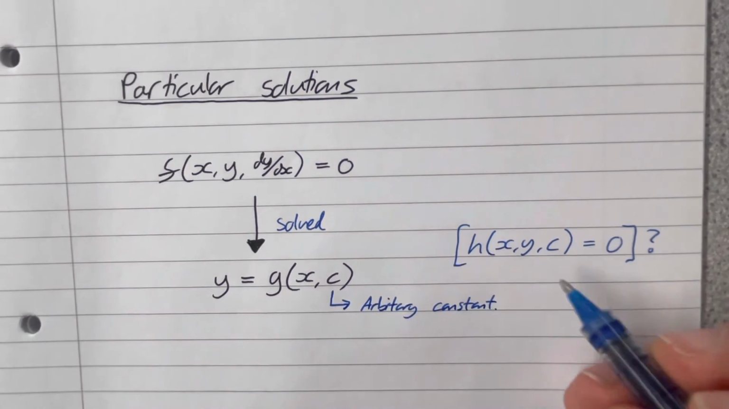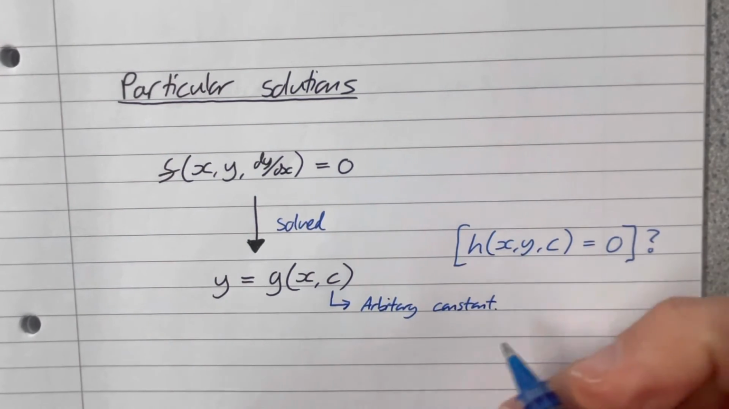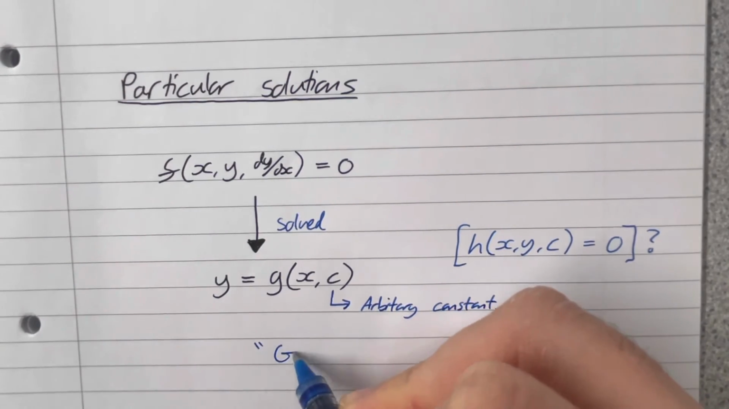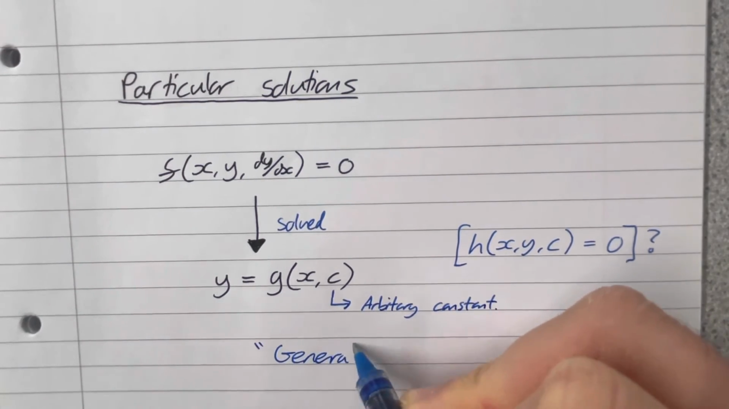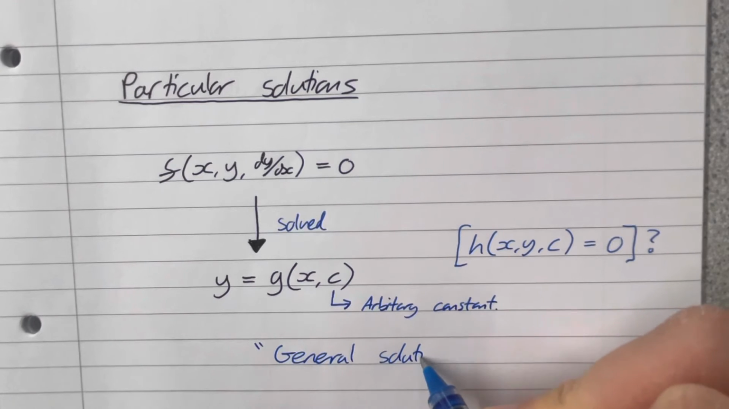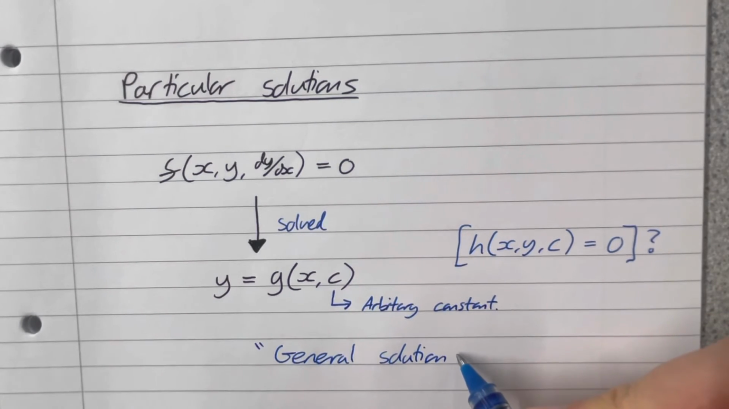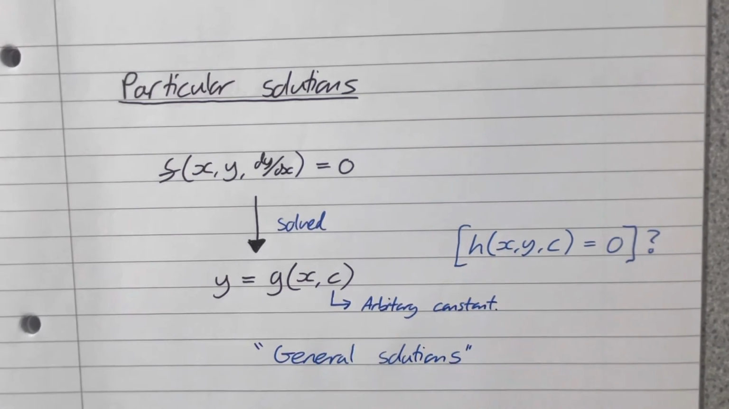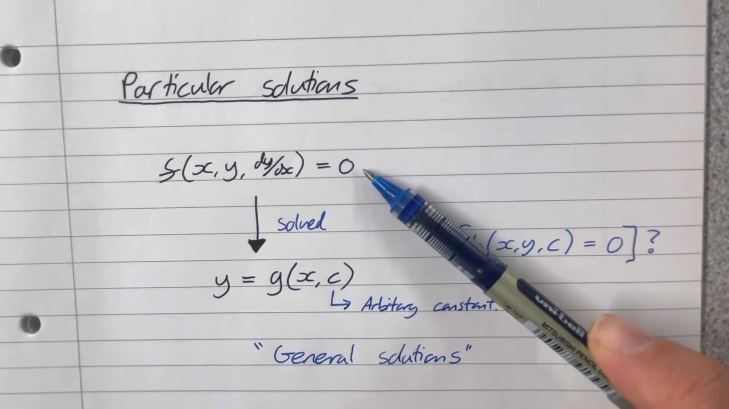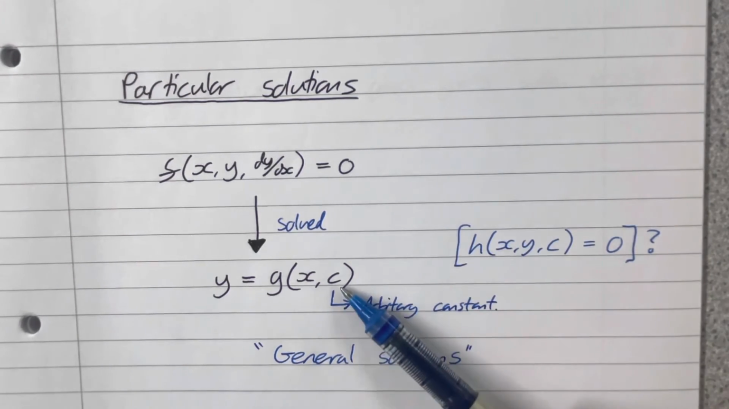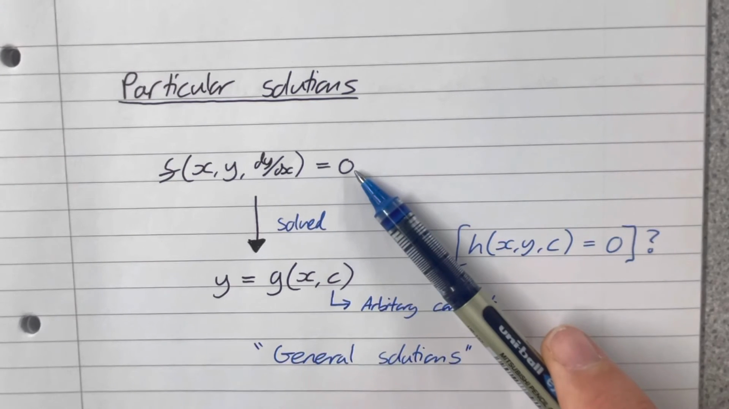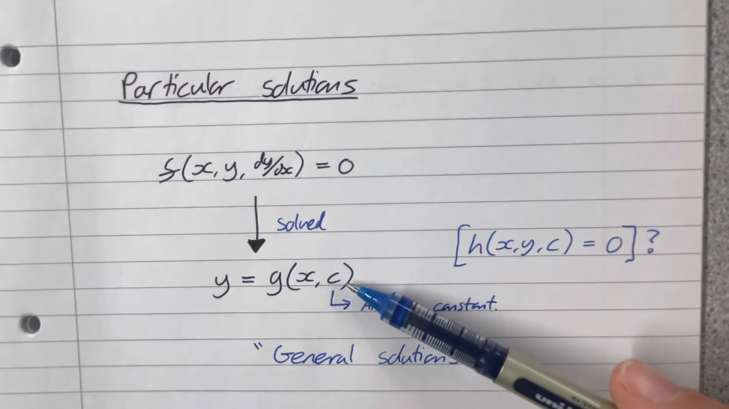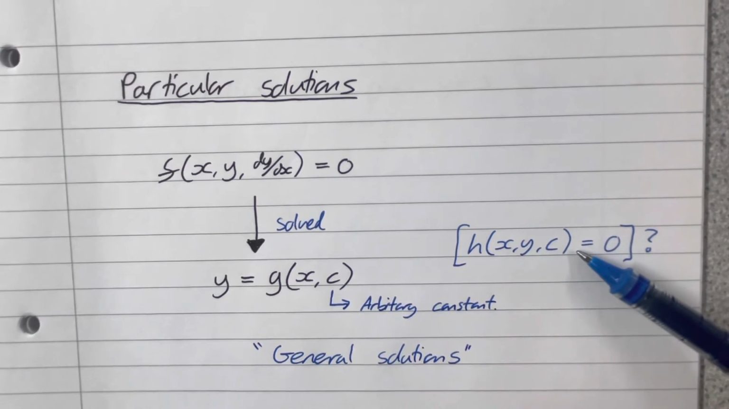This and that, if you can't make y the subject, we refer to them as general solutions. And what they represent are the family of curves which satisfy the original differential equation. Every value of c will give you a solution to the differential equation, and every solution to the differential equation can be expressed as this or this for a given value of c.